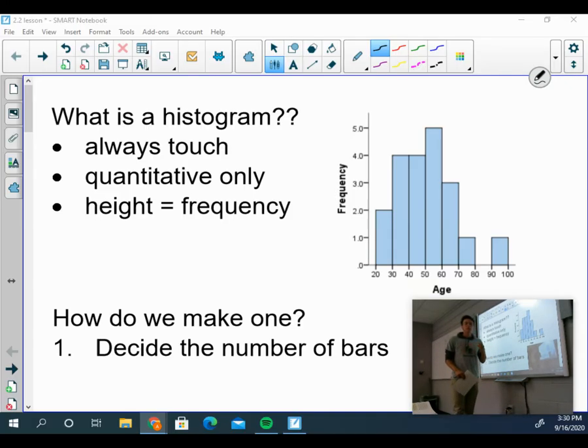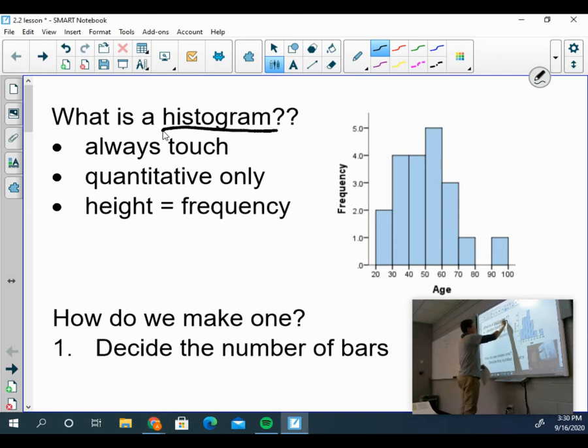Now, in 2.1, you talked about all different types of graphs. Why? Because we're talking about organization of our statistical data. In chapter 1, we learned about collecting data and the different features of statistical studies. In chapter 2, we're organizing our data. So you learned about all those different graph types. In 2.2, we're going to talk about a specific one, namely the histogram.